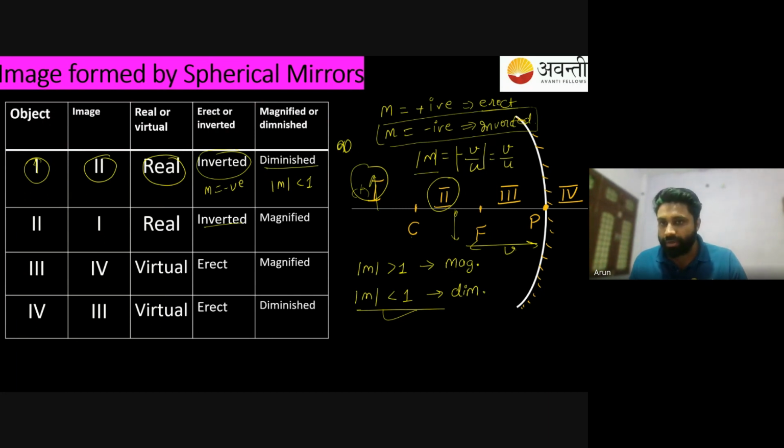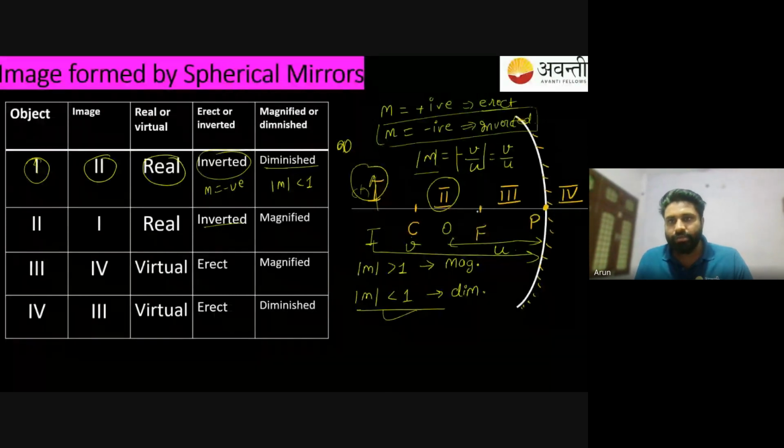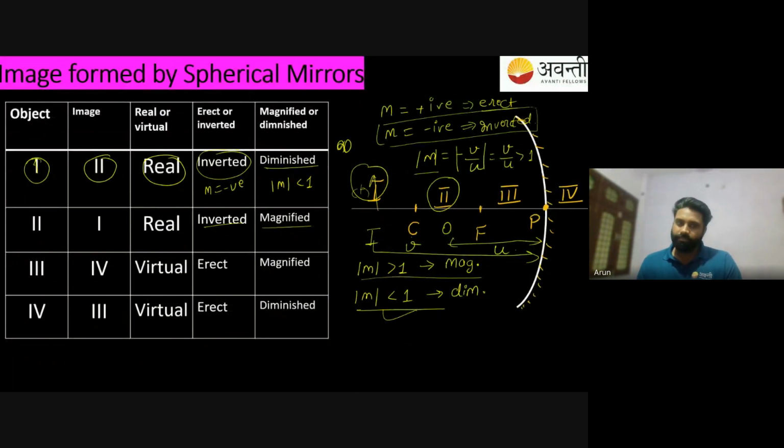Magnified होगी. क्यों होगी magnified? Because if the object lies here in this region, then this distance is u, and the image is formed in this region, then this distance will be v. So definitely here v is greater than u, so this ratio would definitely come out to be greater than 1. So that is why the image formed here is the magnified one. Got it?